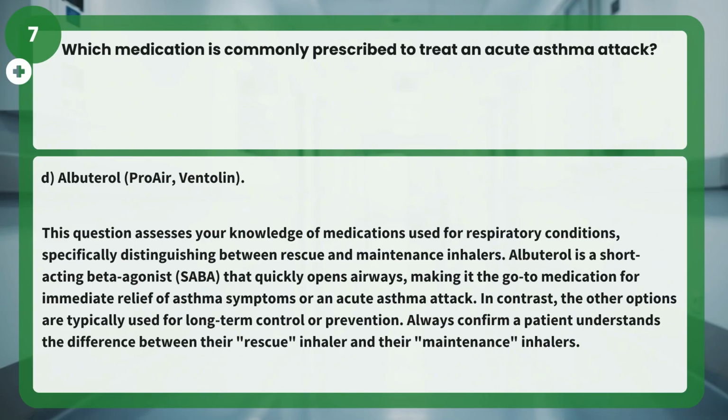Answer D. Albuterol, Proair, Ventolin. This question assesses your knowledge of medications used for respiratory conditions, specifically distinguishing between rescue and maintenance inhalers. Albuterol is a short-acting beta agonist, SABA, that quickly opens airways, making it the go-to medication for immediate relief of asthma symptoms or an acute asthma attack.